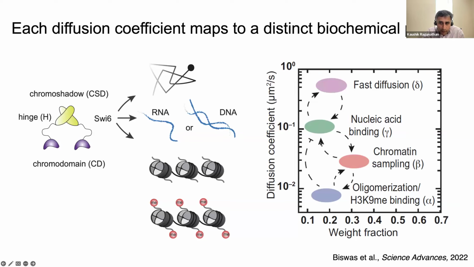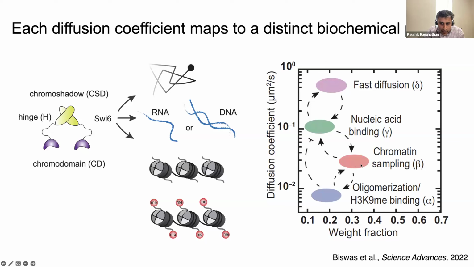So what we learned from making a bunch of mutations in yeast is that these 4 mobility states actually have distinct biochemical properties that drive their occupancy. So the fast diffusion state corresponds to proteins that diffuse rapidly inside the fission yeast nucleus. They don't bind or interact with many things. The second state, it turned out, was actually predominantly driven by nucleic acid binding.